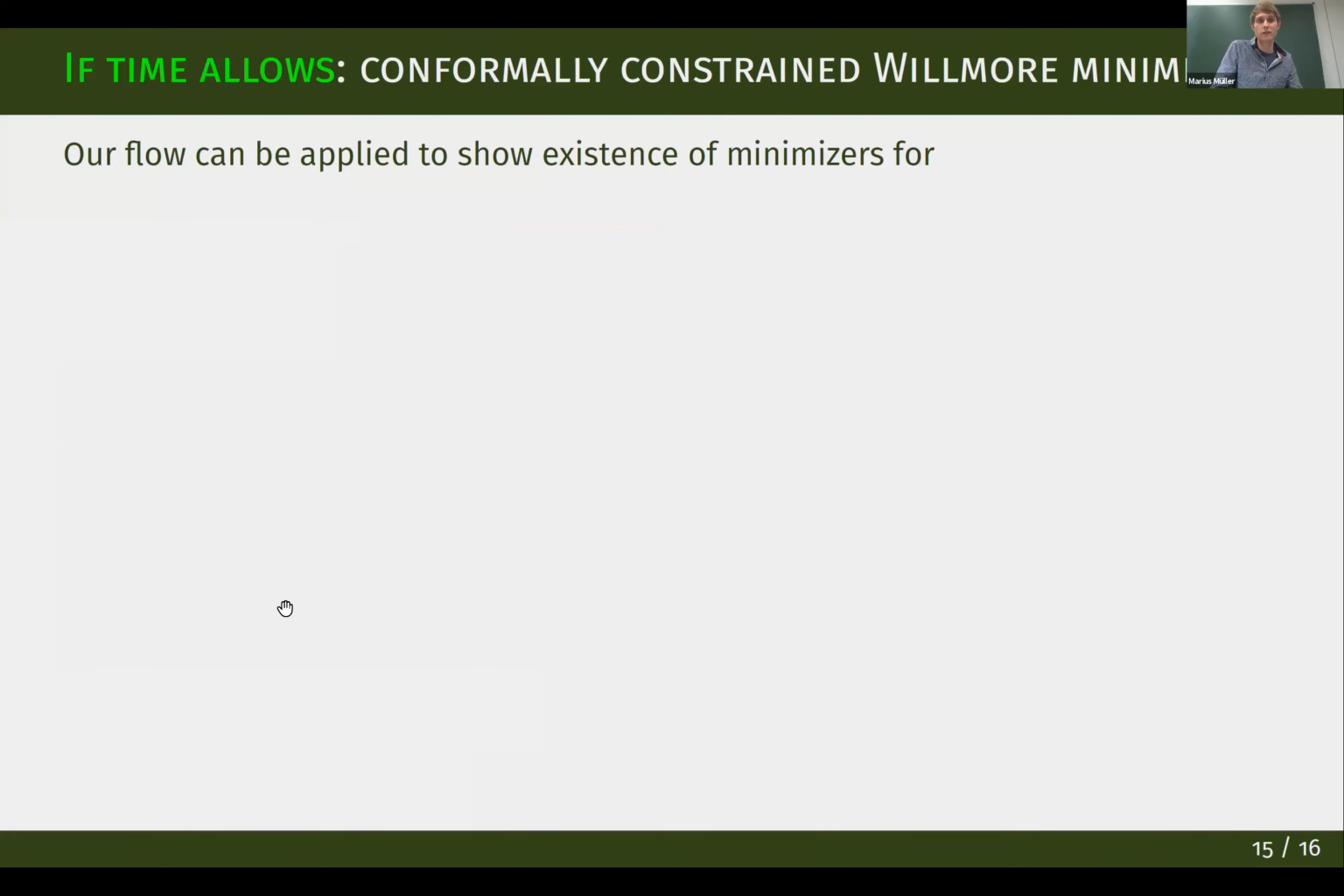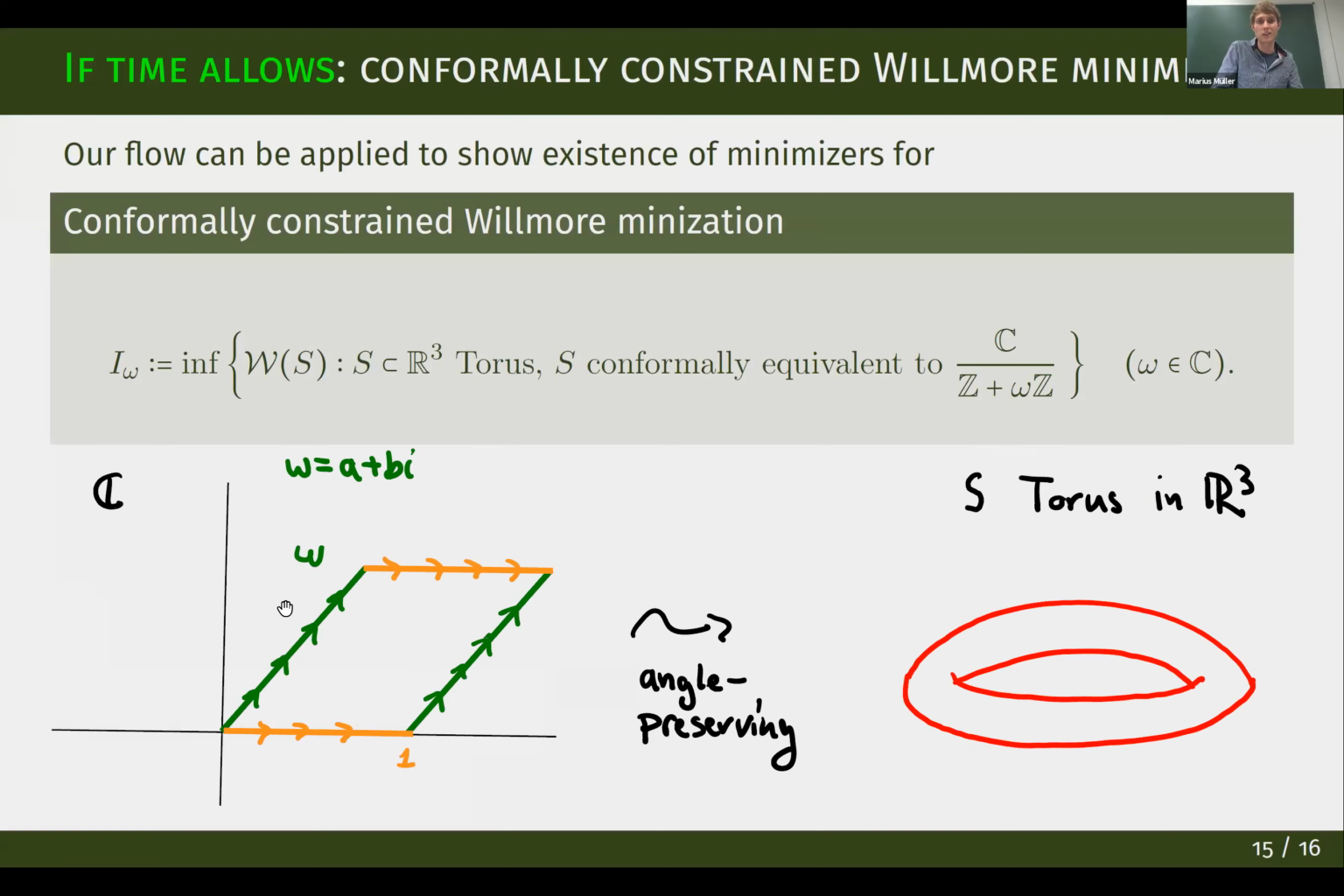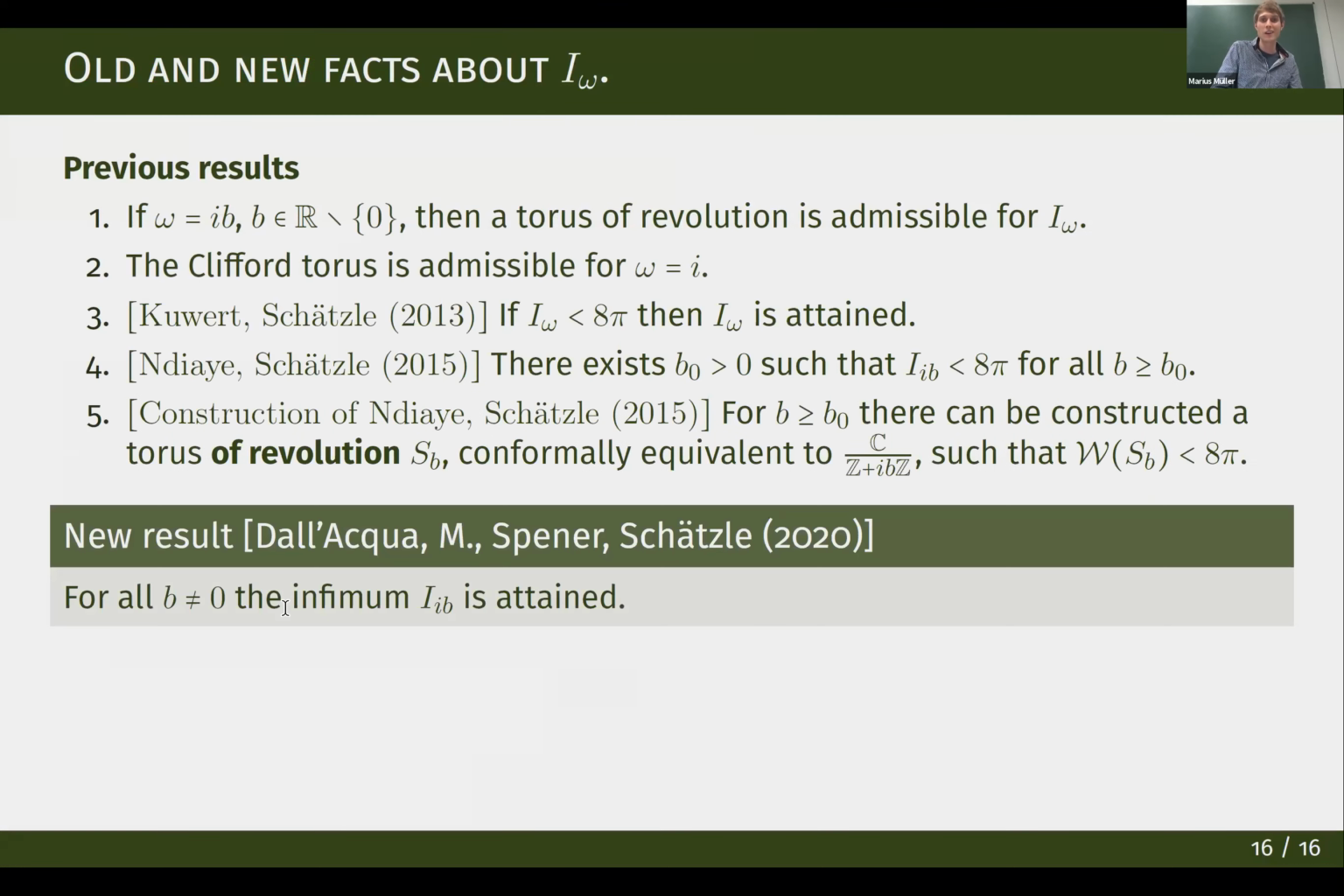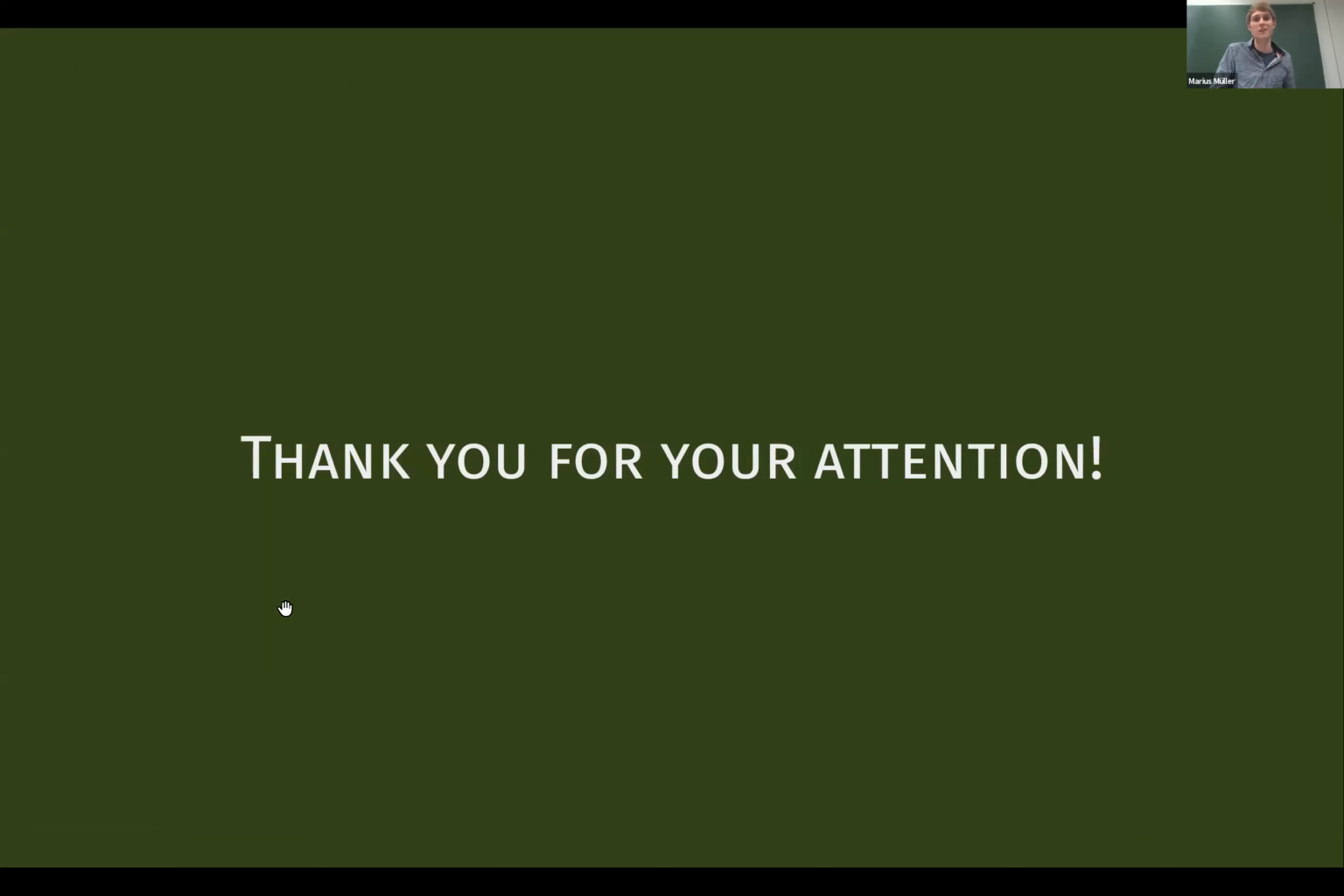So now this is an if-time-allows section, the next 2 slides. And actually, since time does not really allow, I will not talk about conformally constrained Willmore minimizers, which is an application. This flow has numerous applications, but we don't have time for that today.